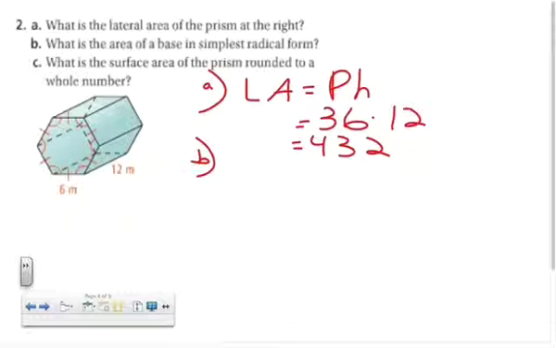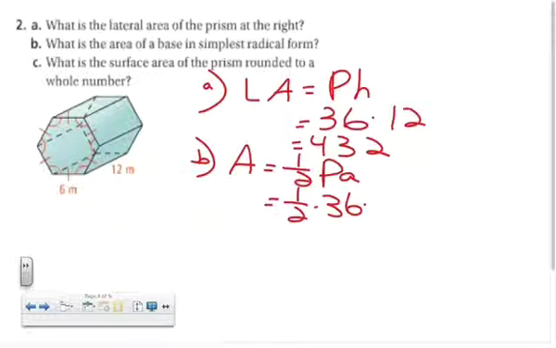And then in part B, I'm finding the area of the base. Remember, we talked about it just a couple of seconds ago. The base in this figure is a regular hexagon. Remember that its formula is 1/2 perimeter times the apothem. We already know what the perimeter of this hexagon is. It's 36. What's the apothem? What is the apothem?